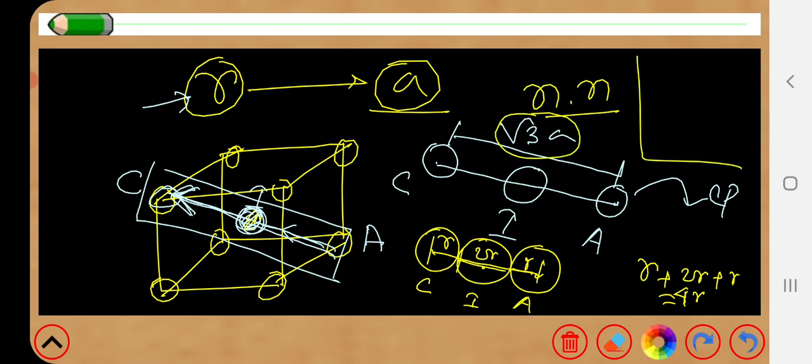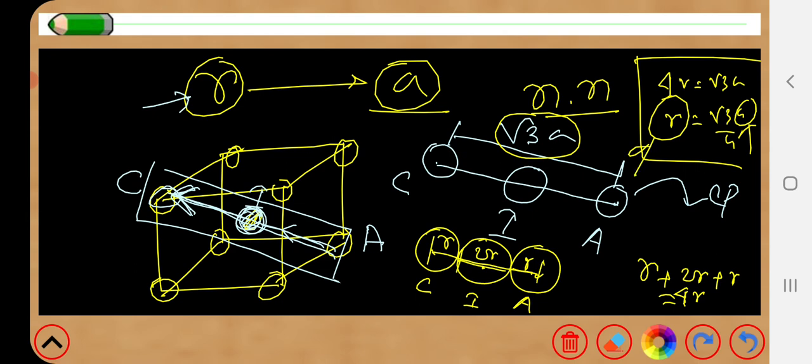So here we can write that 4R is equal to √3a, or R is equal to √3a by 4. So this is the relation between the radius and the lattice parameter a. If we know a, we can easily find out R. Okay, so next we move to the FCC structure.